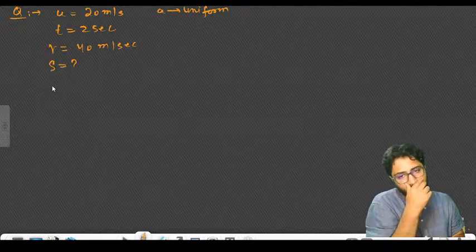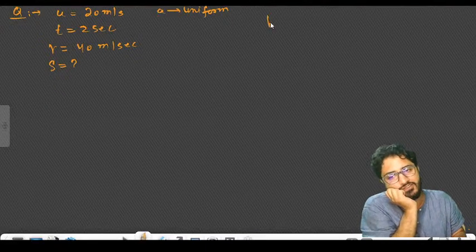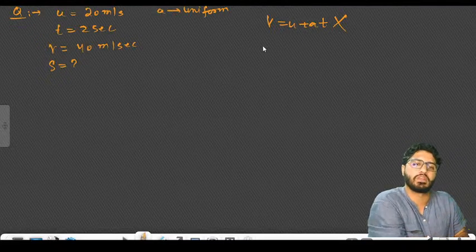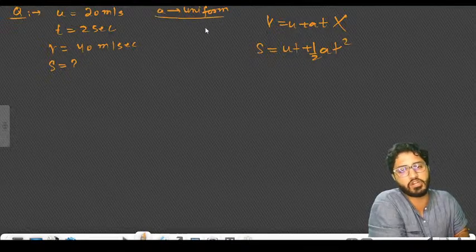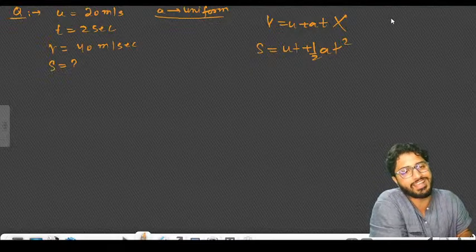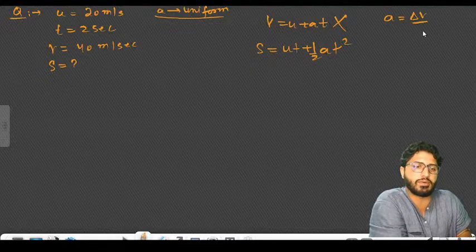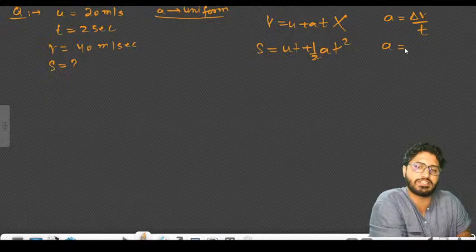So how to find S now? Can I write V equals U plus AT? This formula I cannot apply. S equals UT plus 1 half AT square. Look, acceleration is uniform but not given to us. Okay, so we can do one thing now. What is acceleration? Is it change in velocity by time t? Yes. Acceleration.